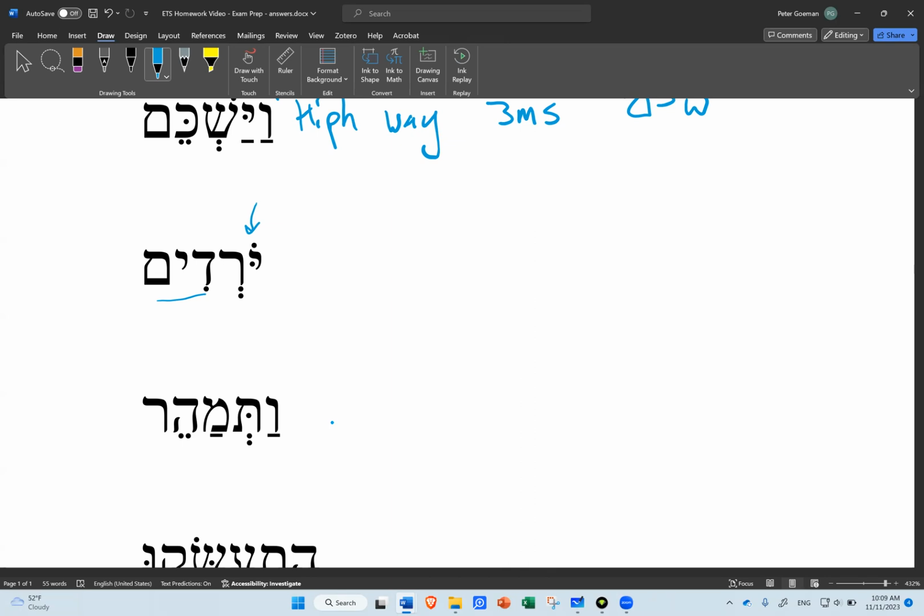So remember, feminine singular is the qamets he ending. -ot is the feminine plural. -im is the masculine plural. -ayim is dual. So yoredim, those who go down or going down. So this would be the marker of a Qal participle: in between the first and second letter, you have the O class.